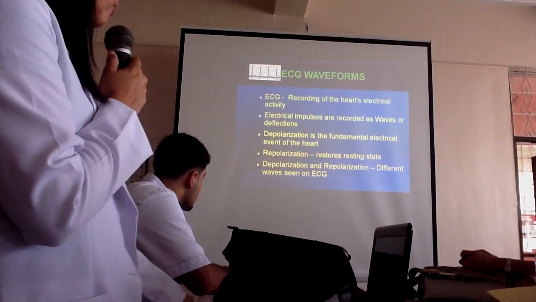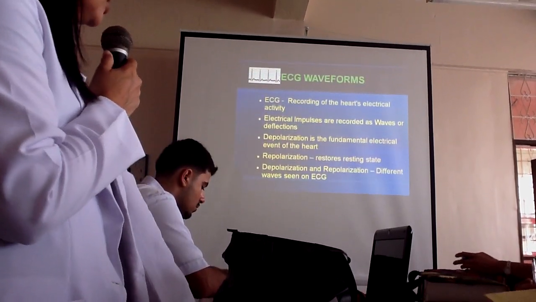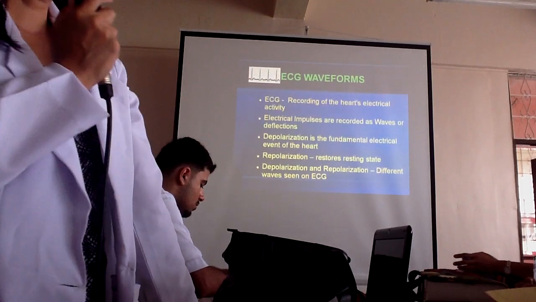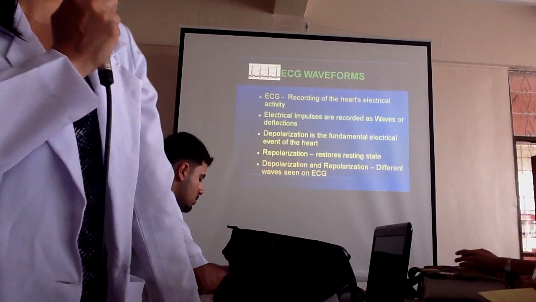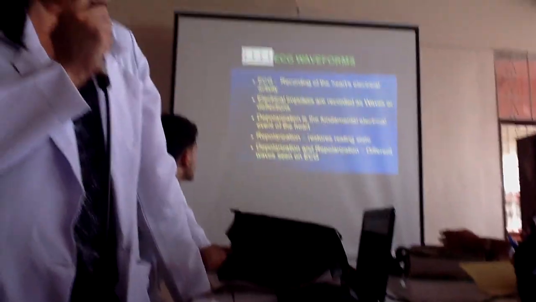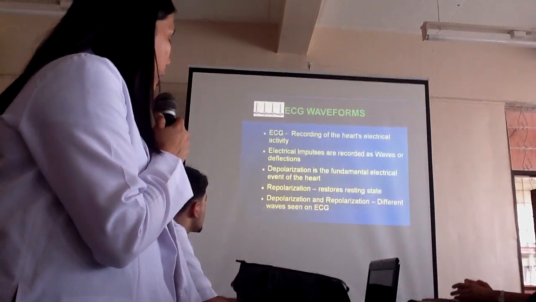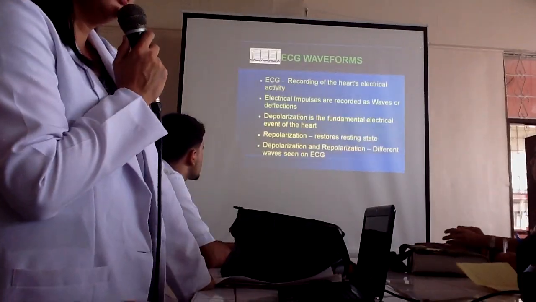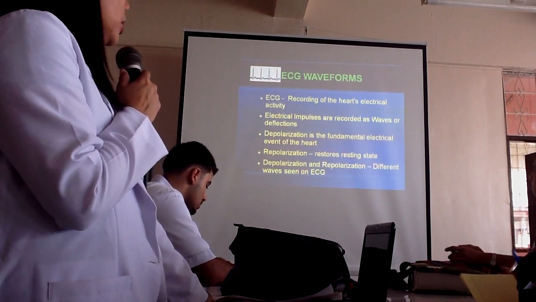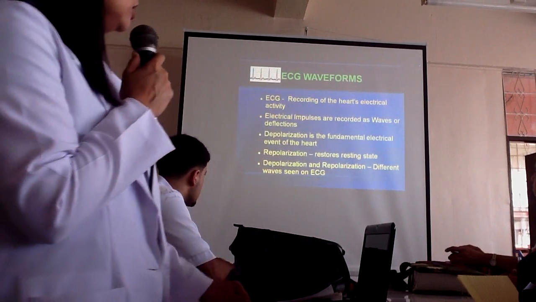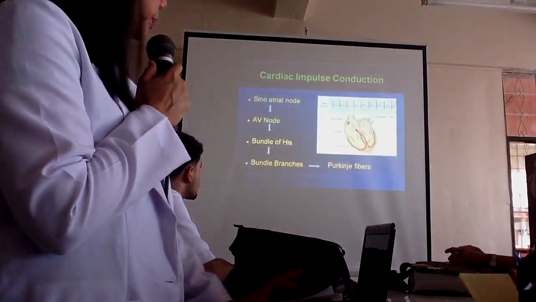So ECG waveforms. ECG records your heart's electrical activity, and the electrical impulses are recorded as waves or deflections. Okay, it can be positive if it's upright, it is negative when it is what? Inverted. Depolarization is the fundamental electrical event of the heart. Repolarization restores it to resting state. Depolarization and repolarization comprises the different waveforms that you see in your ECG.